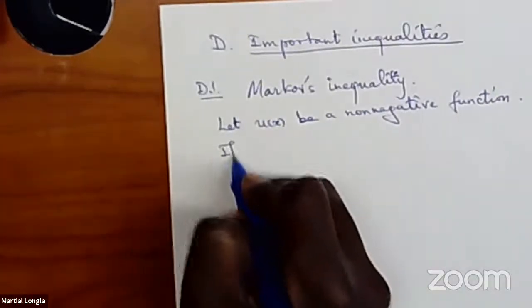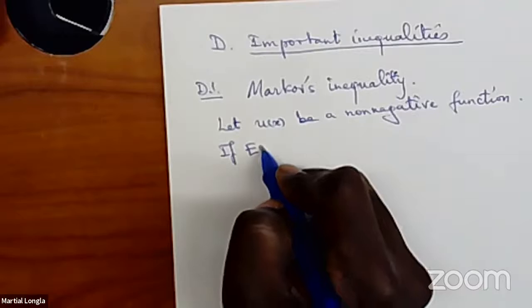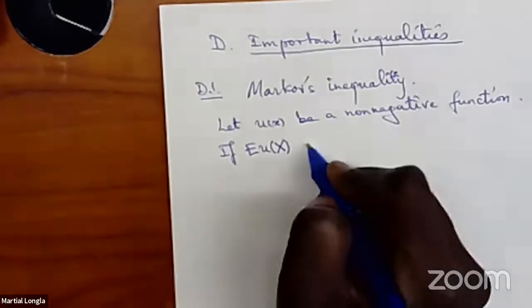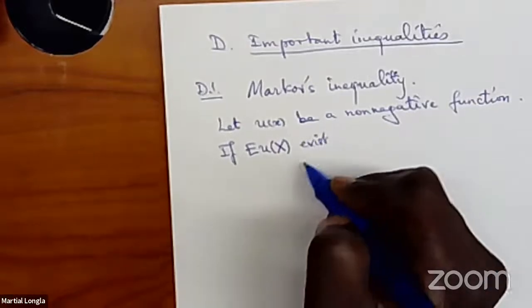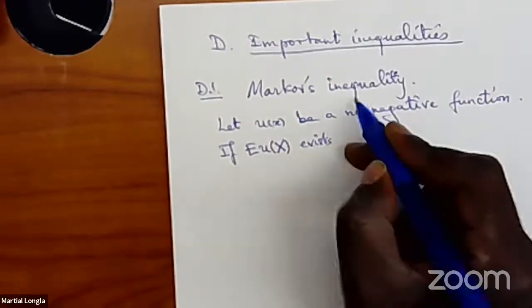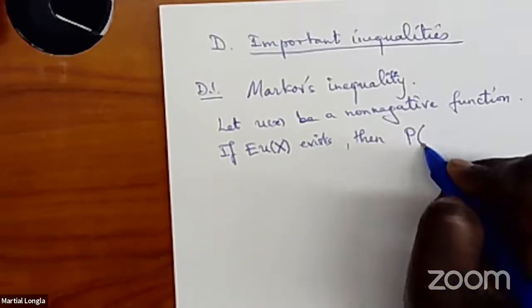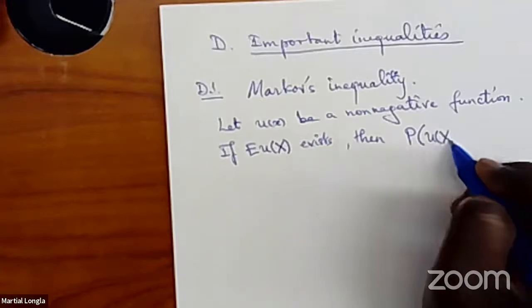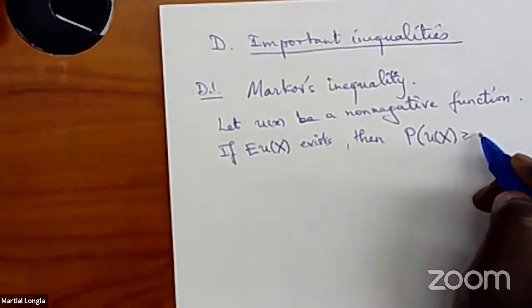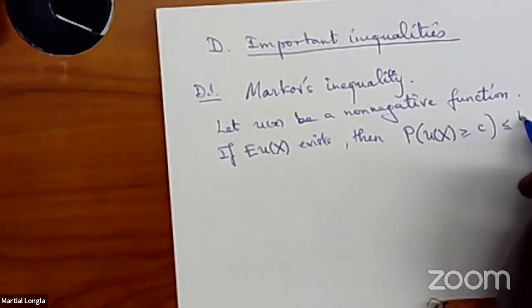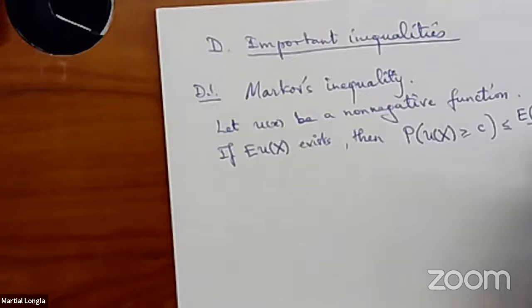if expected value of u of x exists, then probability that u of x is larger than or equal to c is less than or equal to expected value of u of x over c. Very strange, right?